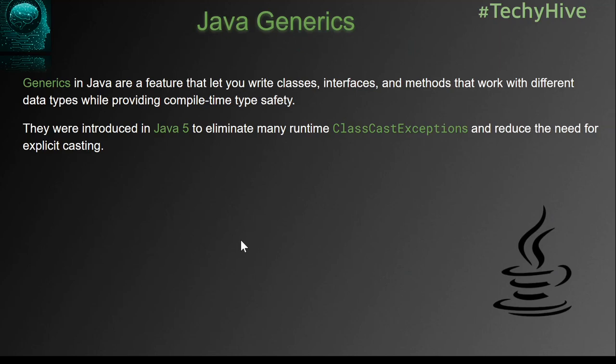Let's go to the answer. Generics in Java are a feature that let you write classes, interfaces, and methods that work with different data types while providing compile time type safety. They were introduced in Java 5 to eliminate many runtime class cast exceptions and reduce the need for explicit casting. So generics got introduced in Java 5 mainly to fix class cast exceptions and provide type safety. Let's understand it by a simple example.